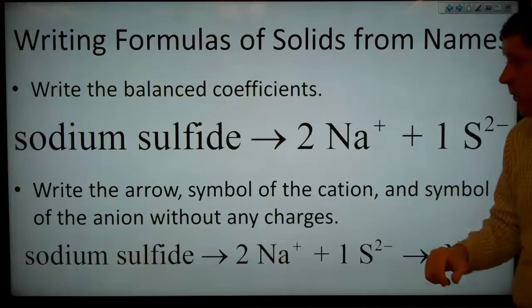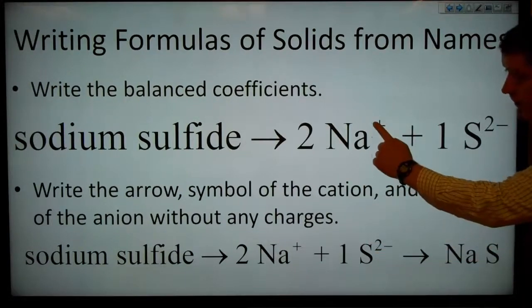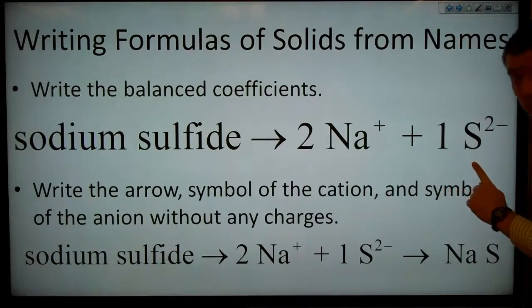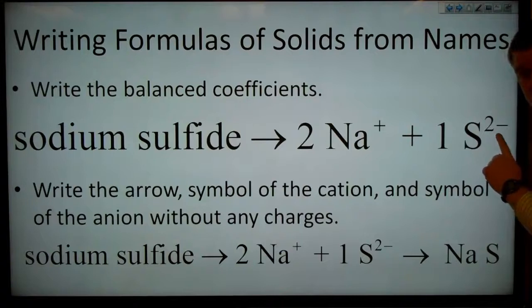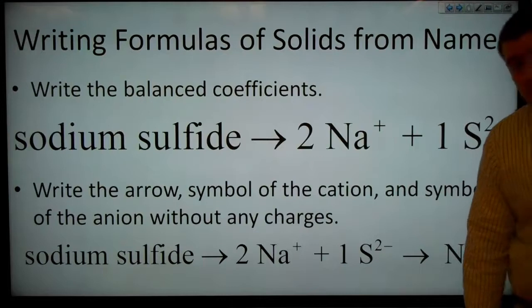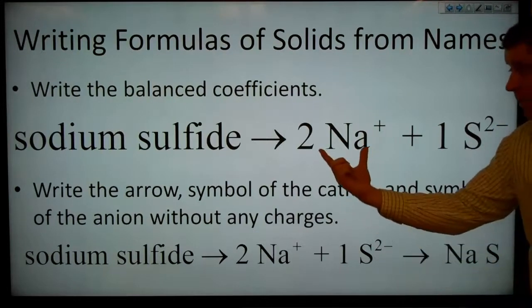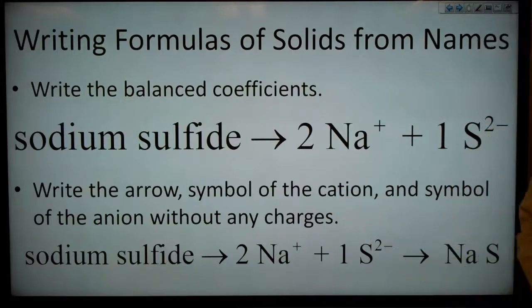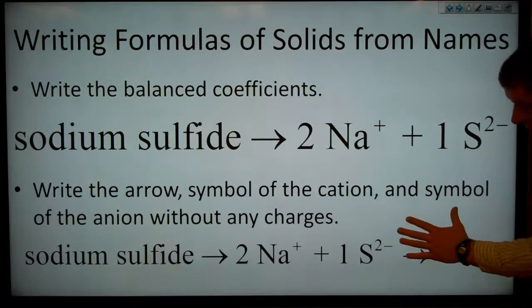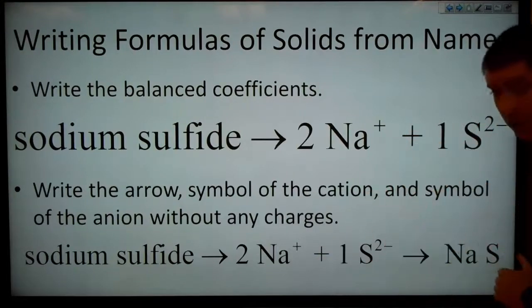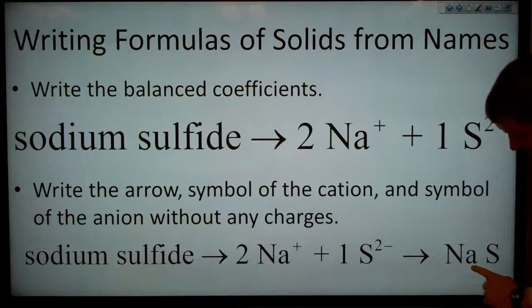Now we want to write the balanced coefficients. We take the charge on sodium, it's 1 plus, drop the plus, 1 becomes now the coefficient on sulfide. Charge on sulfide is 2 minus, drop the minus, and the 2 now becomes the coefficient on the sodium. We can't reduce them because 1 is already as low as we can go. Now we want to write the arrow, symbol of the cation and symbol of the anion without any charges. So we take this, copy it down there, draw an arrow, and then write Na, a small space, and S.